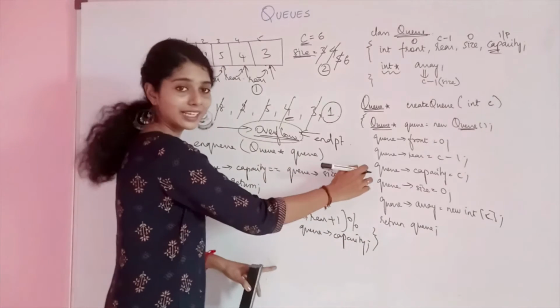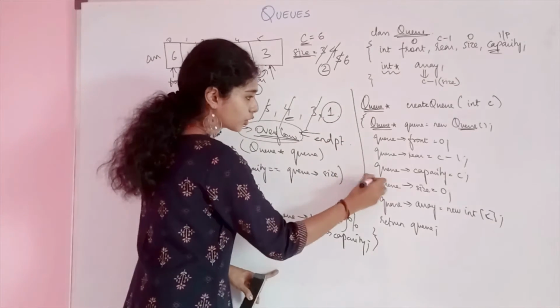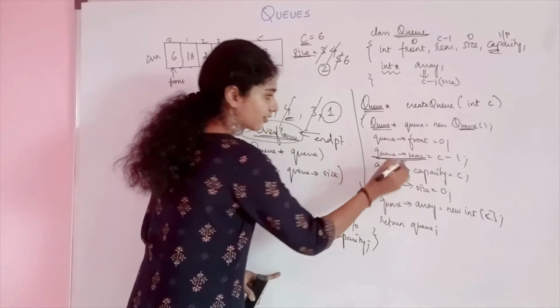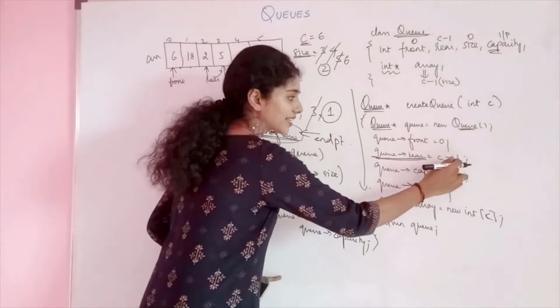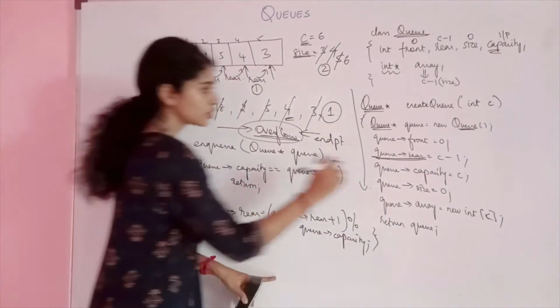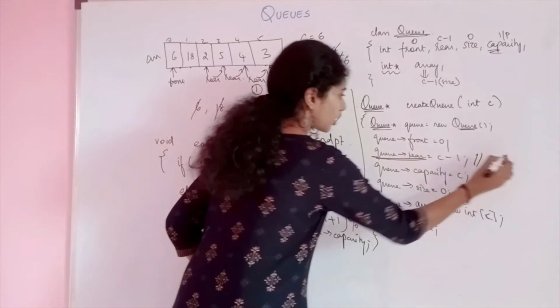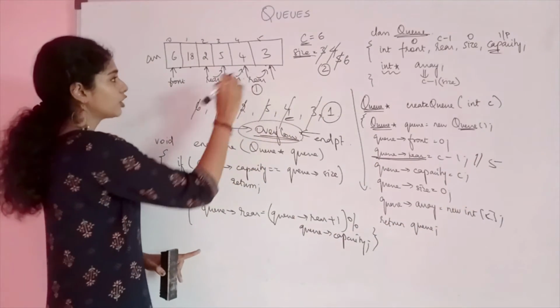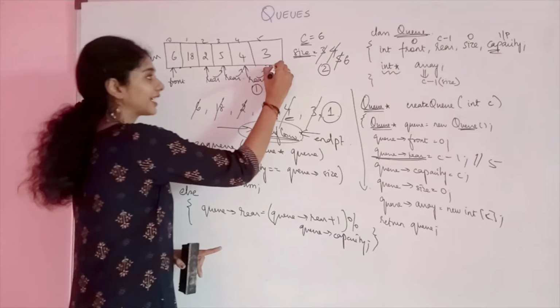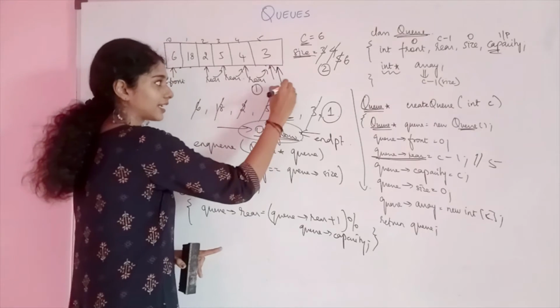Because initially, during initialization of the Q, what did we give as the real value? We gave it capacity minus 1. So if capacity is 6, initially real is going to be pointing at 5. It was pointing right here.